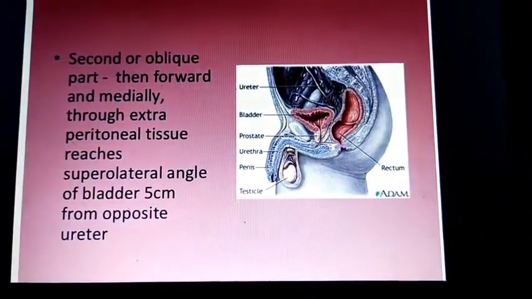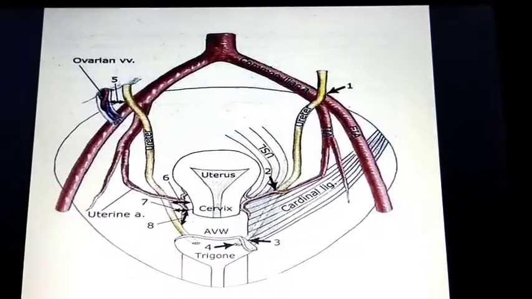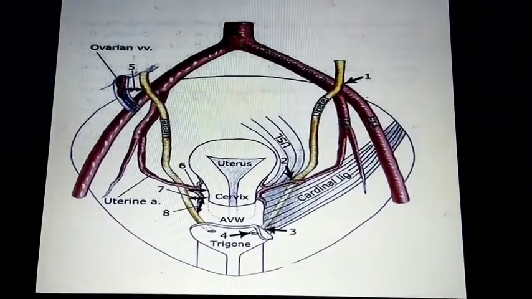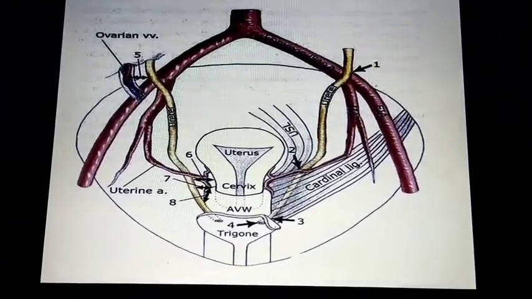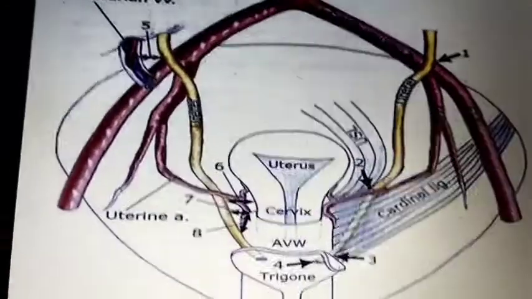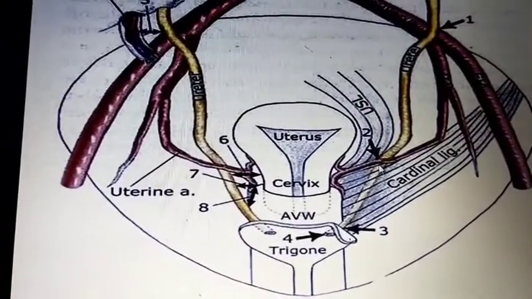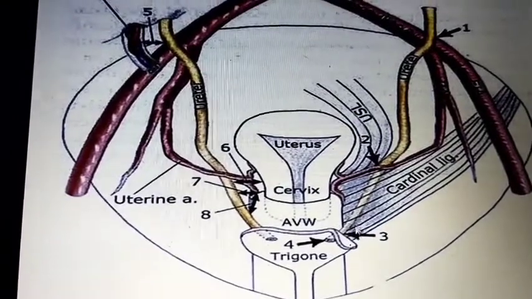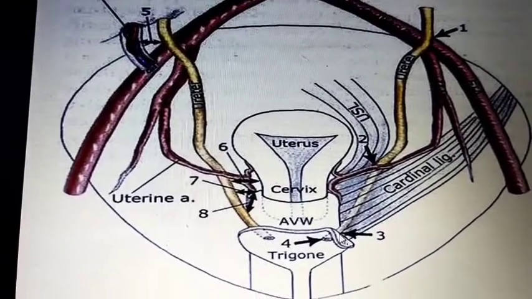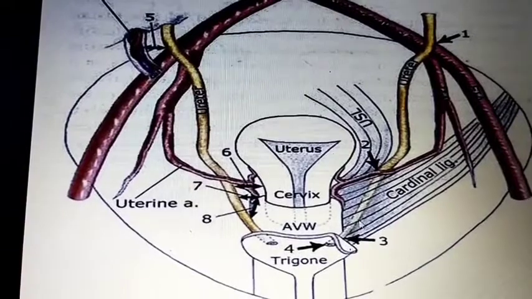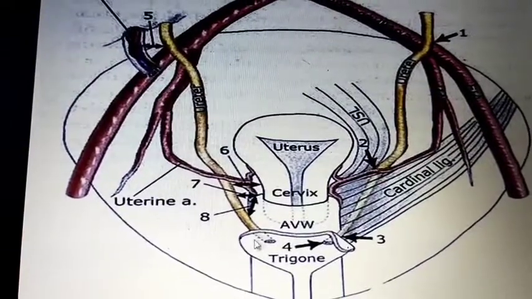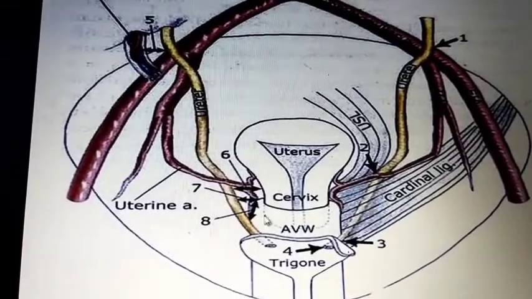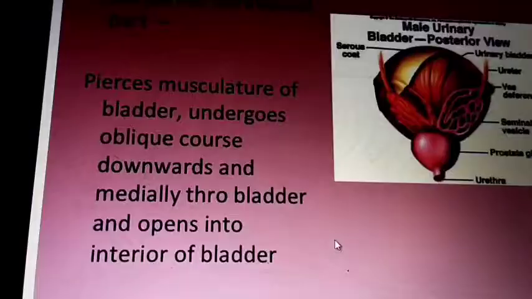You can go for the next slide. Here you can see how it moves obliquely from the second to the third part. Here is the ischial tuberosity, and it moves obliquely to the urinary bladder. These are the two openings, with a 5 cm distance between them.